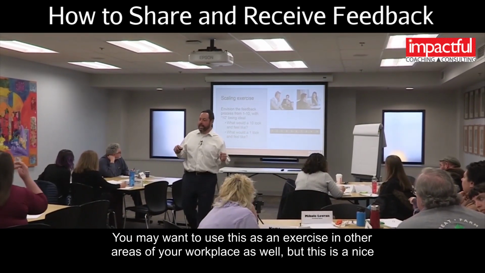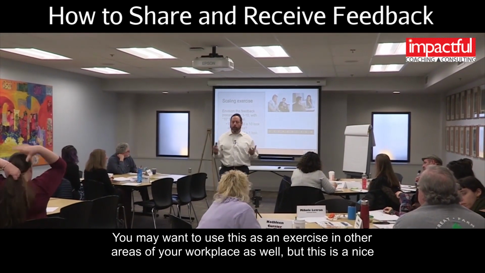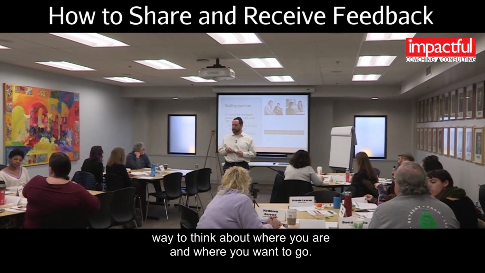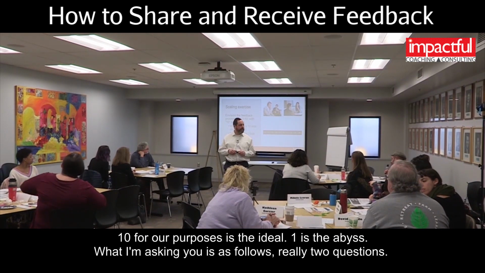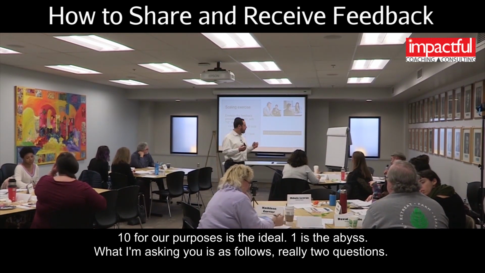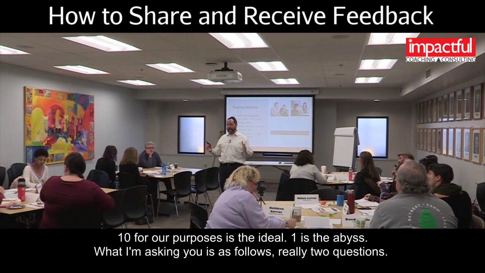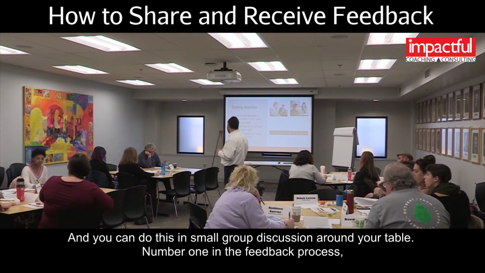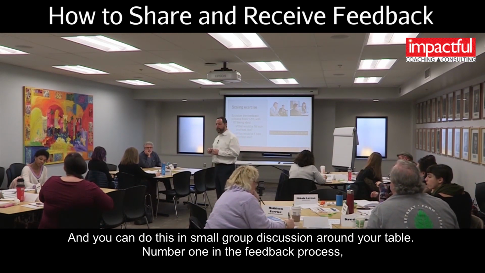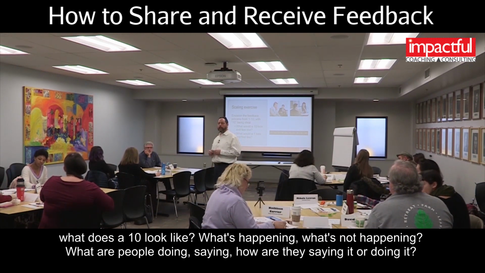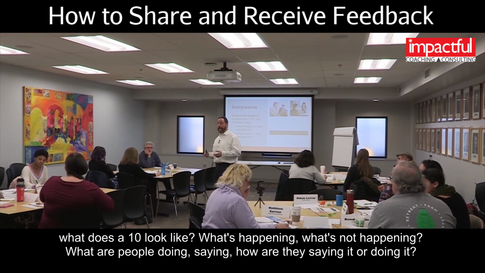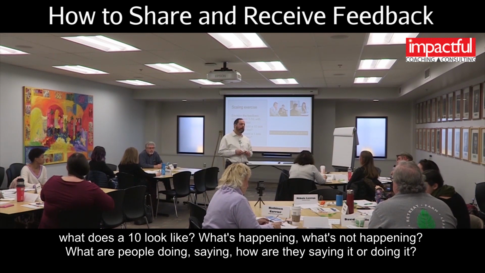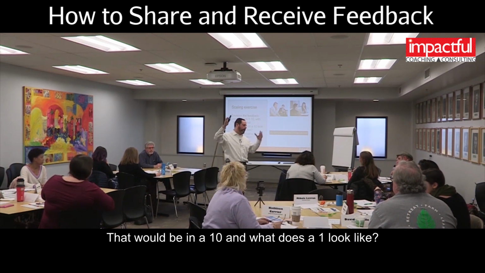You may want to use this as an exercise in other areas of your workplace as well, but this is a nice way to think about where you are and where you want to go. Ten for our purposes is the ideal, one is the abyss. What I'm asking you is as follows, really two questions, and you can do this in small group discussion around your table. Number one, in the feedback process, what does a 10 look like? What's happening? What's not happening? What are people doing, saying? How are they saying it or doing it? That would be in a 10, and what does a 1 look like?